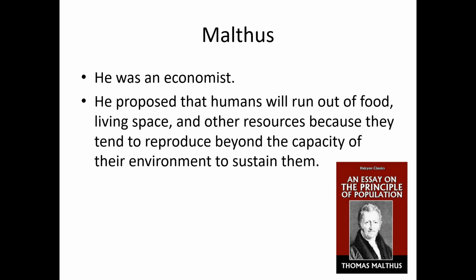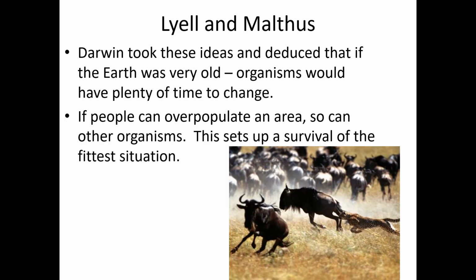So what Malthus is saying is humans will compete for resources when there get to be too many humans. Well, Darwin thought if there can be competition amongst people, there can be competition amongst other animals and plants and fungi as well. And so that competition can set up a survival of the fittest situation that can select for the fastest, the strongest, the smartest, the best, essentially. So we've got lots of time, and we've got competition that is going to make only the best survive and be able to reproduce and pass their genes on to the next generation. I'm going to skip that one.